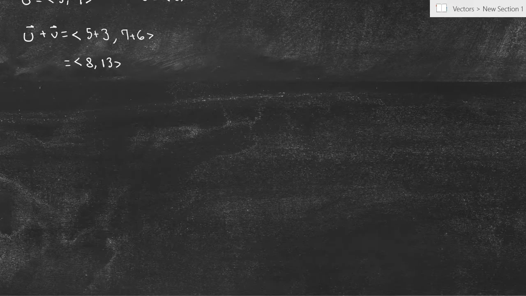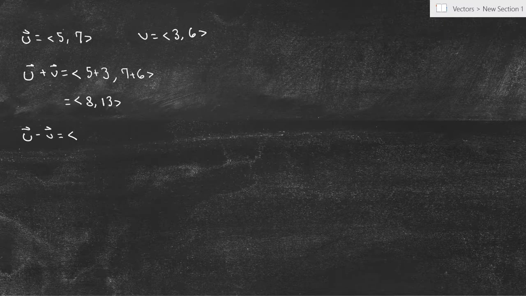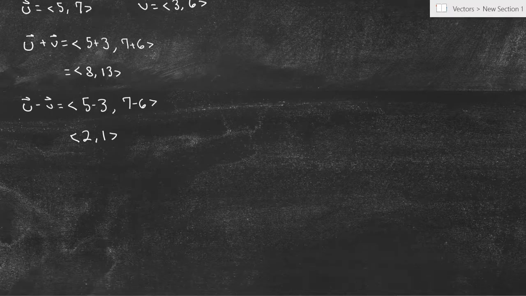And now let's try u minus v. Now we're just going to subtract the two numbers. So we're going to do 5 minus 3. That's going to be our x component. And then our y component is going to be 7 minus 6. So our answer is then 2, 1. And that would be u minus v.